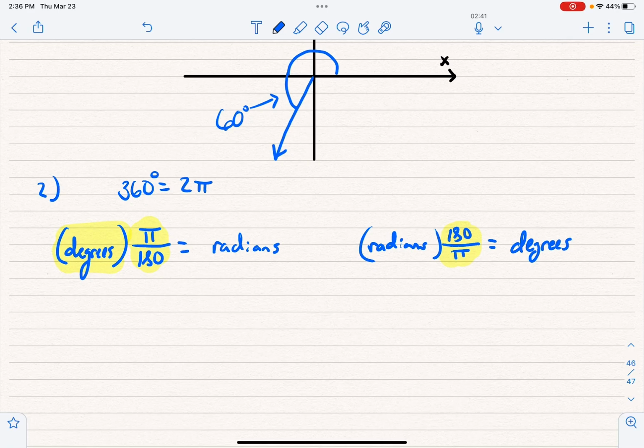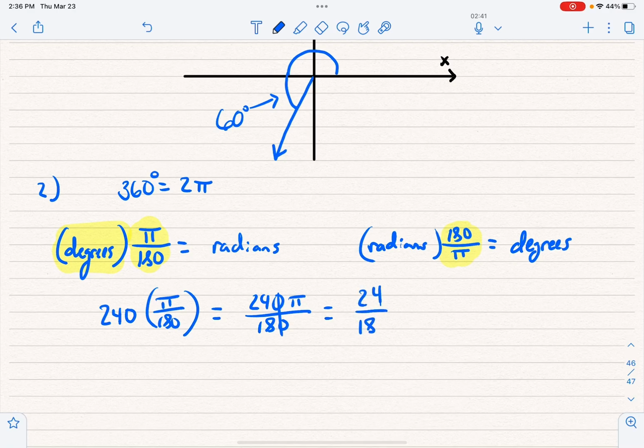So then, I'm going to go ahead and take 240 degrees and multiply it by pi over 180. That's going to give me 240 pi over 180. The zeros cancel out, and I've got 24 over 18 pi. Both of those numbers are divisible by 6, and so I'm going to say 6 goes into 24 4 times, and 6 goes into 18 3 times. So I have 4/3 pi. So that means 240 degrees is equal to 4/3 pi.